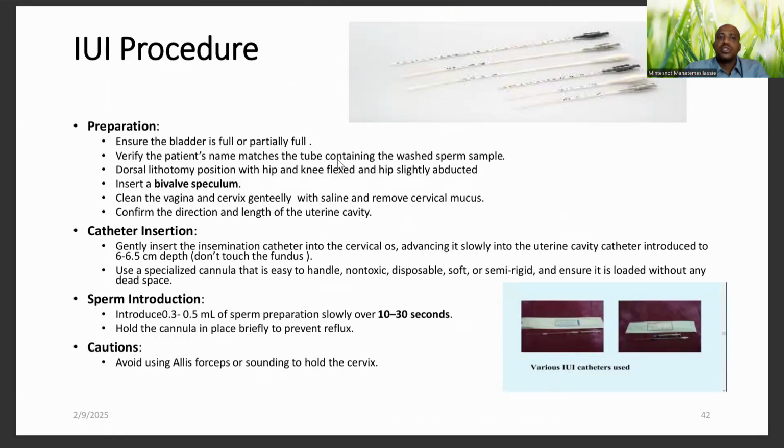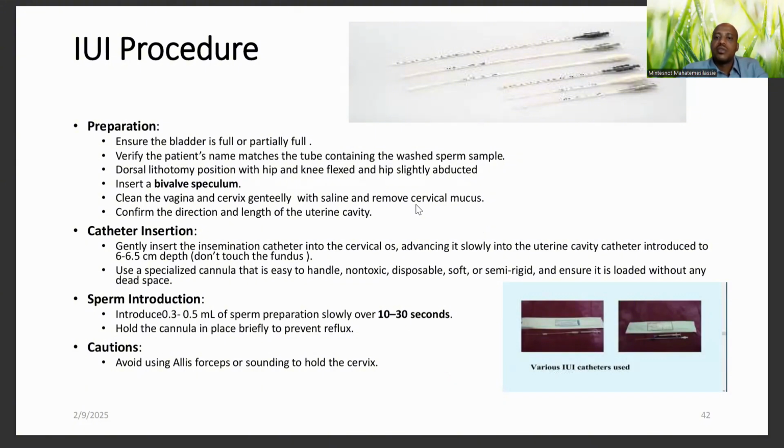Coming to the IUI procedure, the patient should have a full or partially full bladder, which makes the anteverted uterus straight. We have to verify the patient name with the processed sperm. We put the patient in dorsal position with hip and knee flexed, hip slightly abducted. We can insert a bivalve speculum. We have to be gentle, and we have to clean the vagina and cervix with normal saline only. We should not use alcohol.